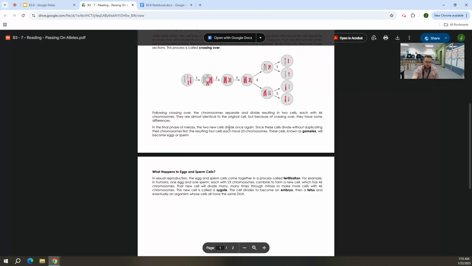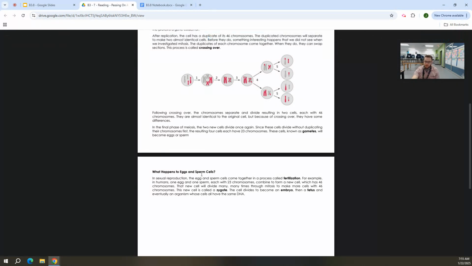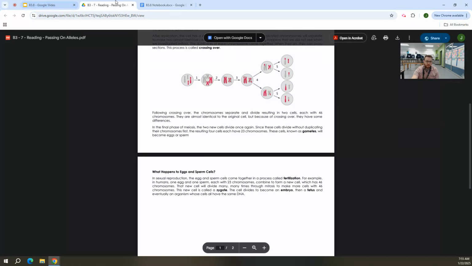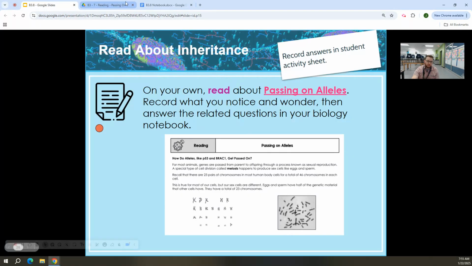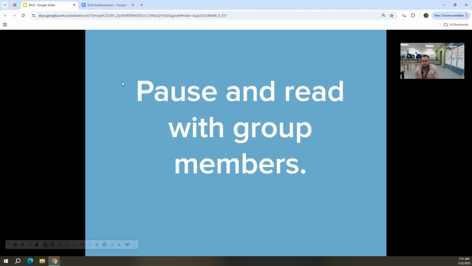And then it's going to go more in depth about how crossing over leads to genetic variation and things like that. So make sure we read that right now. Pause this. You can read with group members. You can read alone and then talk with your group members. You can popcorn read in your group. You can read with me in our small group. I'll read it out loud. However you want to do it, just make sure we go through that reading.